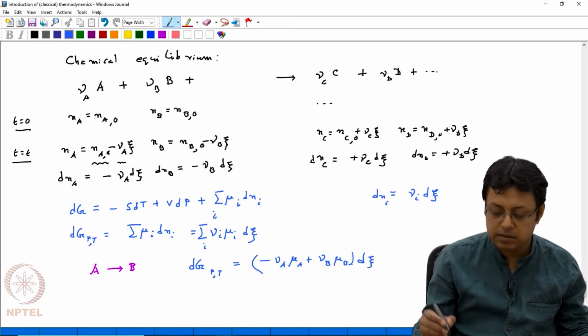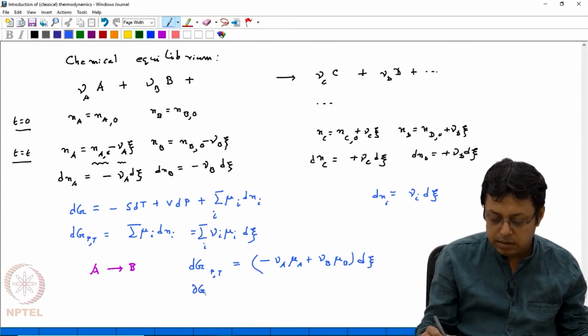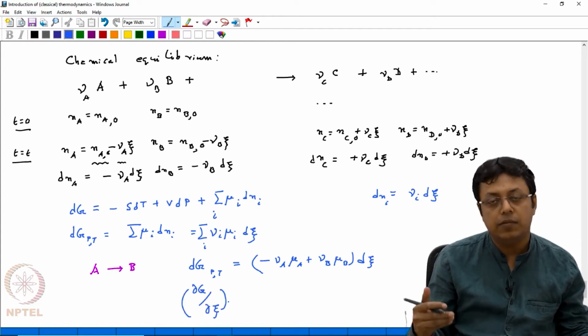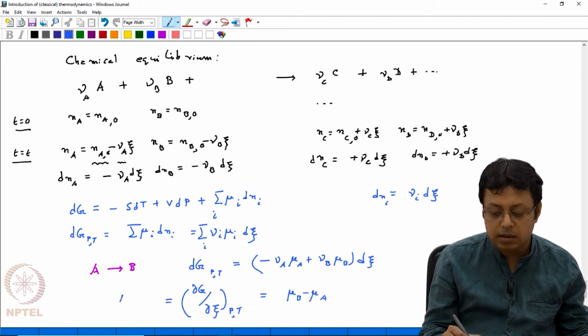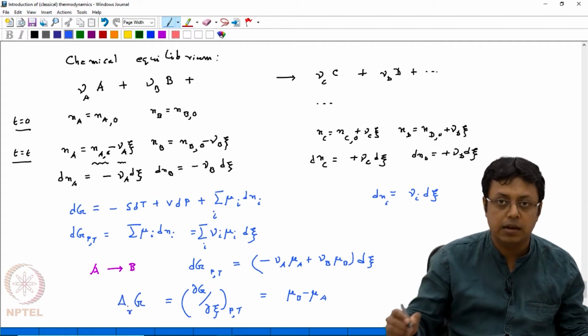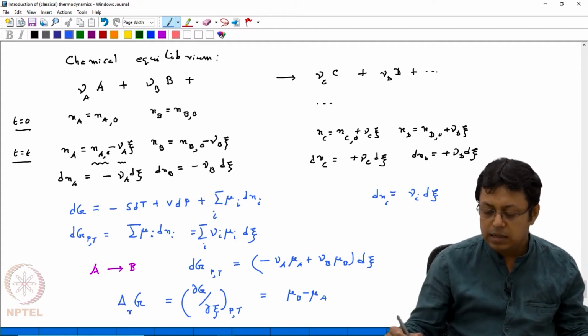So we can ask this question now: what is this quantity del G del xi? It's basically the differential change in Gibbs free energy per unit advancement of the reaction at constant pressure and temperature. That is simply, as we can see, the difference in the chemical potential of B and A, which we define as the reaction Gibbs free energy. So it's a change in Gibbs free energy for a reaction, that's why you write a suffix R here, and that is just the difference of the chemical potentials of the constituents.